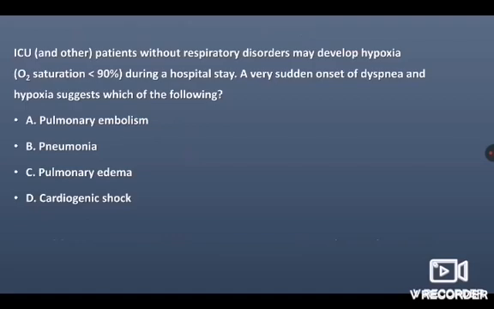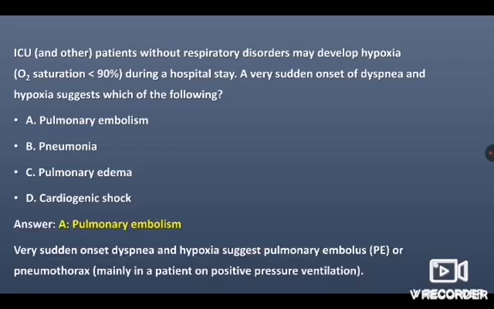ICU and other patients without respiratory disorder may develop hypoxia, that is oxygen saturation less than 90%, during a hospital stay. A very sudden onset of dyspnea and hypoxia suggests which of the following? Pulmonary embolism, pneumonia, pulmonary edema, cardiogenic shock. And the correct answer is pulmonary embolism.